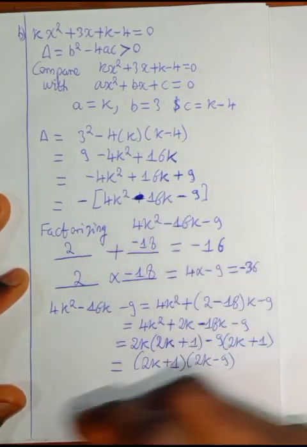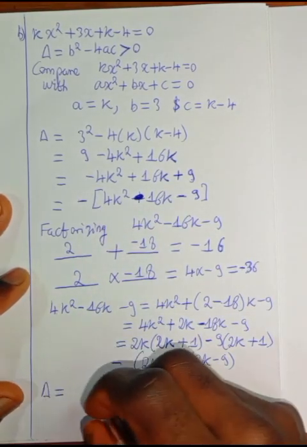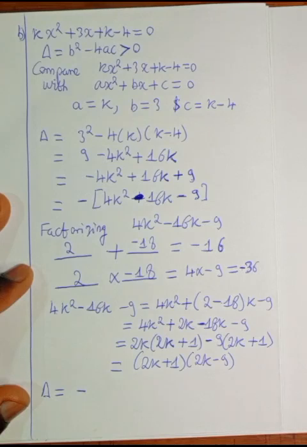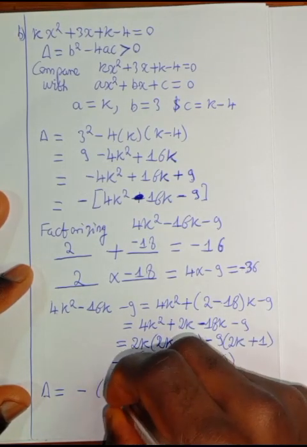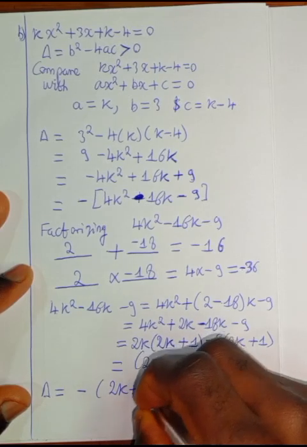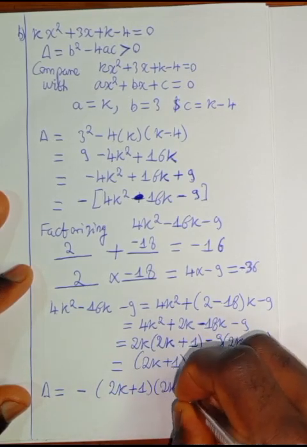We are going to insert it here, which means our discriminant will be equal to negative, put the negative sign in front, negative 1 times 2k plus 1 times 2k minus 9.